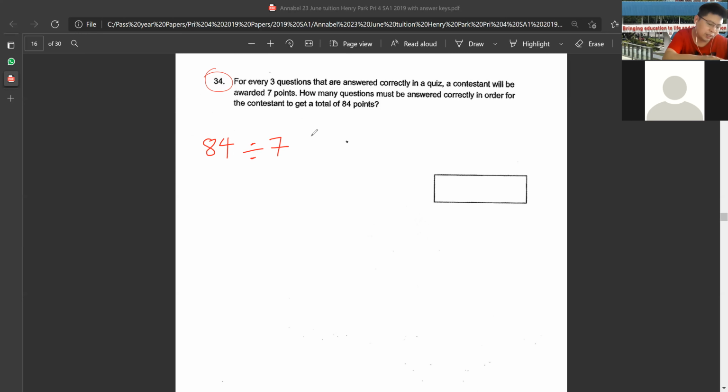You know why I divide by 7? That's to see the number of sets of 3 questions answered correctly. It equals 12. So how many questions? 12 times 3, which is 36. Those are 3 questions more, the number of sets of 3 questions. Understand?